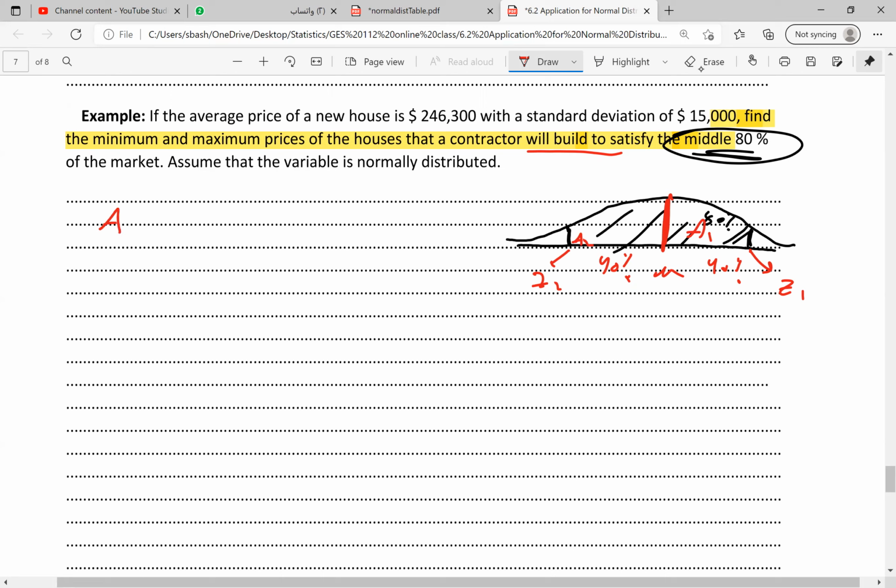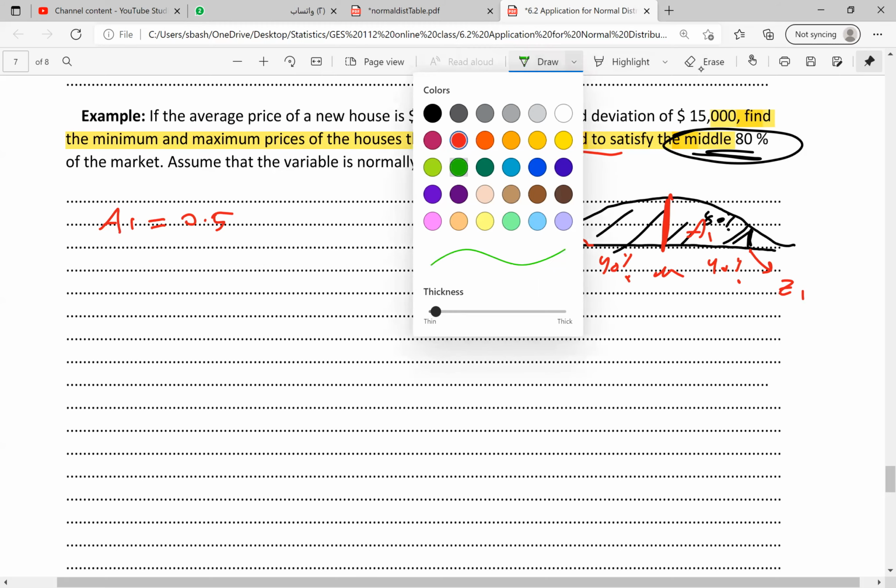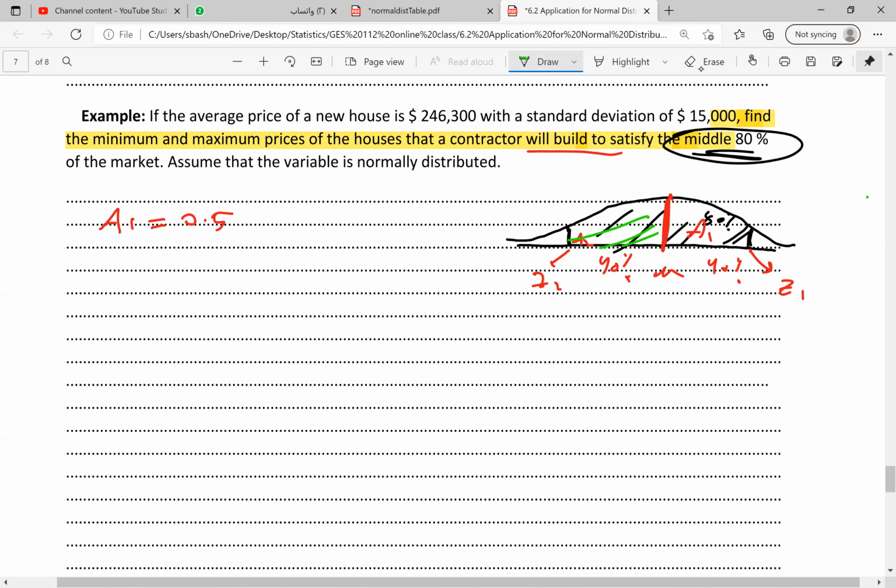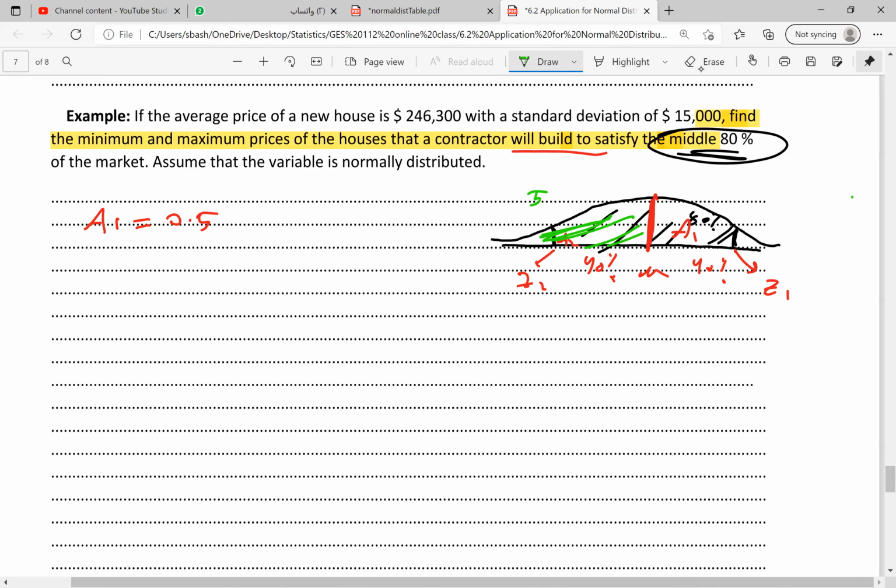So A1, since it is to the right of the mean, by 40%, it will be 0.5, because the area up to the mean is 50%, plus this part, which is 40%. So we have to add 50% to 40%. That will be the one to the right of the mean. So 0.5 plus 0.4, that will be 0.9. This is the right.